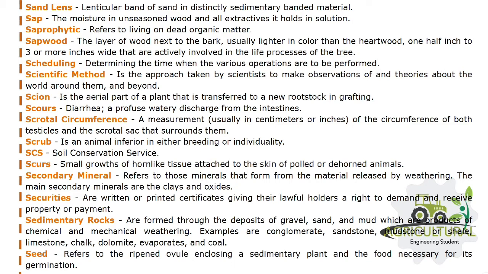Sap, the moisture in unseasoned wood and all extractives it holds in solution. Saprophytic, refers to living on dead organic matter. Sapwood, the layer of wood next to the bark, usually lighter in color than the hardwood, 1/2 inch to 3 or more inches wide, that is actively involved in the life processes of the tree. Scheduling, determining the time when the various operations are to be performed. Scientific method is the approach taken by scientists to make observations of and theories about the world around them, and beyond. Scion is the aerial part of a plant that is transferred to a new rootstock in grafting.